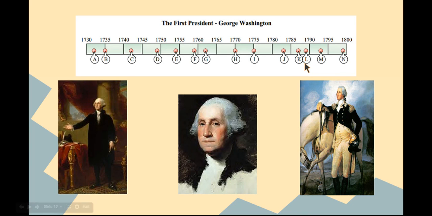Now, if I know that George Washington was born in 1732, I'm going to go and look for 1732 on my timeline, go all the way down here. It's going to fall between 1730 and 1735, so I know that A must represent George Washington's birth.